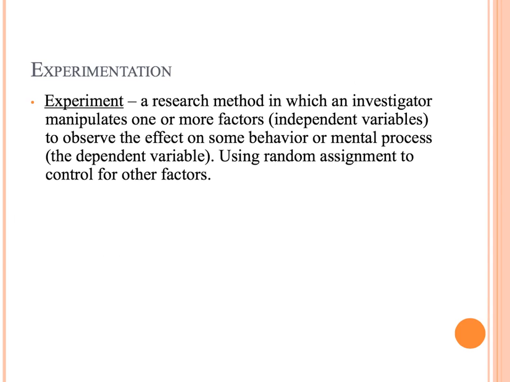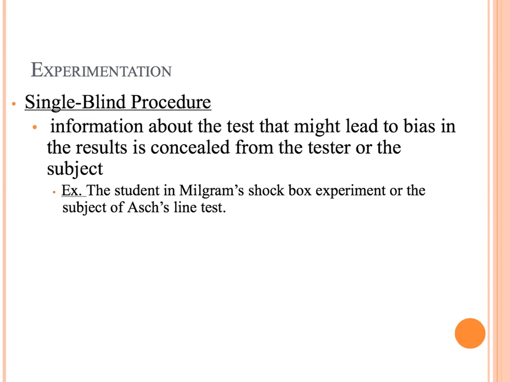Hint, hint. Just like surveys and the descriptive method have random and representative sampling, and just as correlation methods use statistics to ensure validity, so too does the experimentation method have validity safety nets. The first safety net under the experimental method is the single-blind study. This is an experiment in which information about the test that might lead to bias in the results is concealed from the tester or the subject.